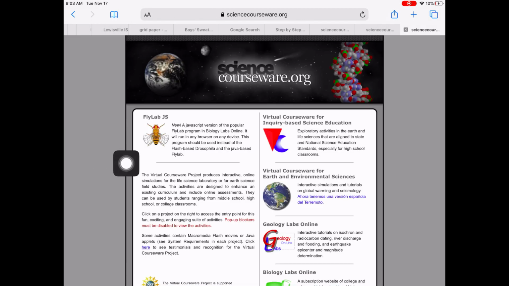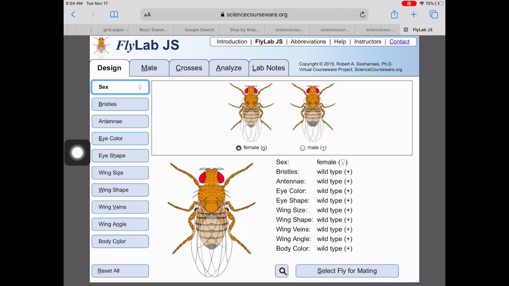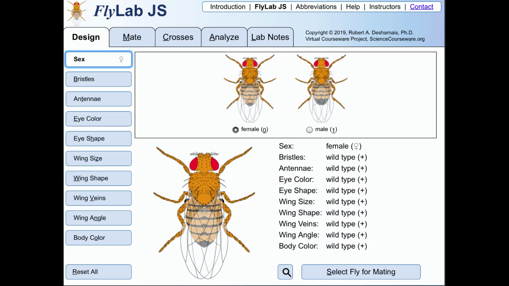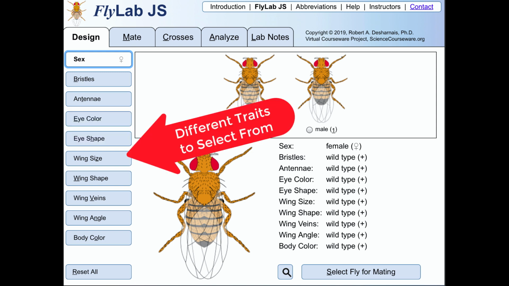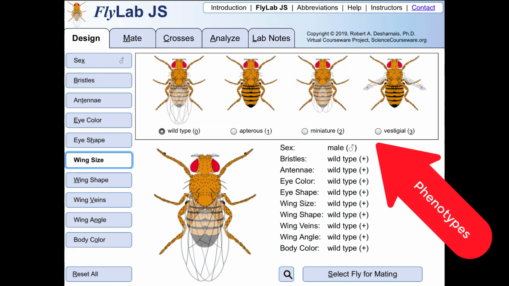In order to complete the crosses, you will need to navigate to the sciencecourseware.org website. Select the Fly Lab JS, which stands for JavaScript option, and on the web page you will see several options displayed. Students can select between male and female, and then select from several traits. Once the trait is selected, the different phenotypes will be displayed above the fly.